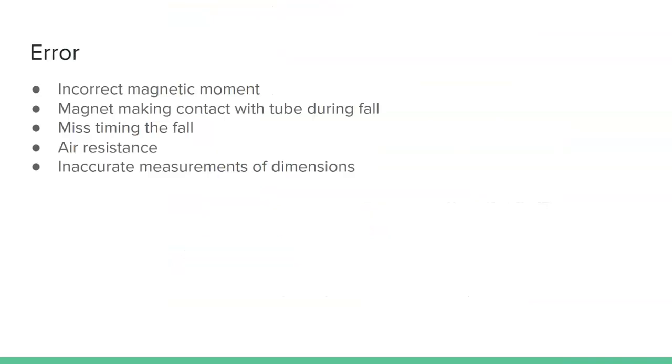For error, sources of error could have come from an incorrect magnetic moment, the magnet making contact with the tube during the fall, incorrectly timing the fall due to human error, and also air resistance could have played a part, along with inaccurate measurements of the dimensions.